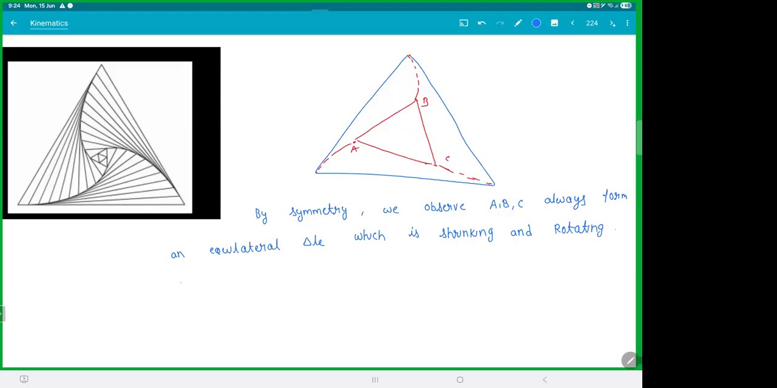And eventually they will meet at the centroid because of symmetry. The centroid is a symmetrical point. This much we can conclude. If you had figured this out till here, I think you did a good job. All got this?